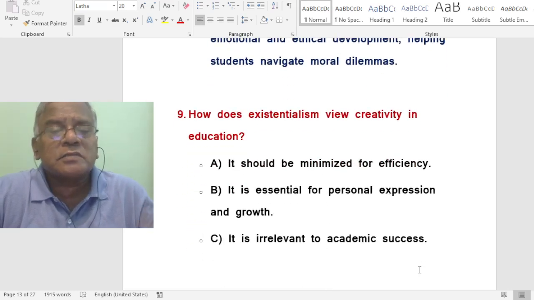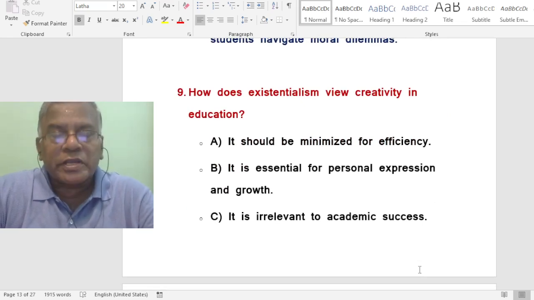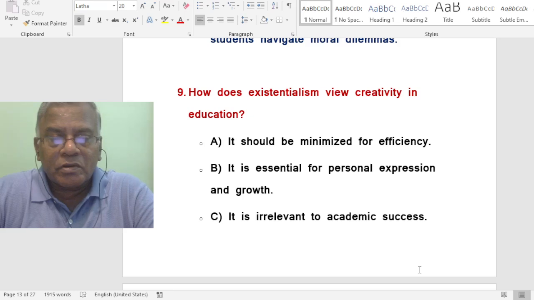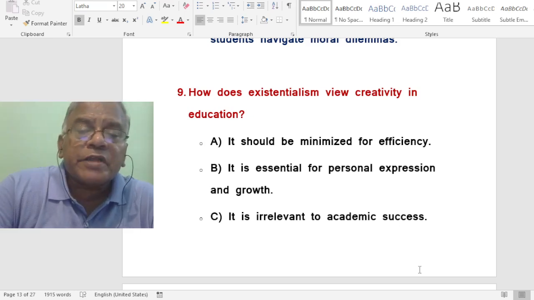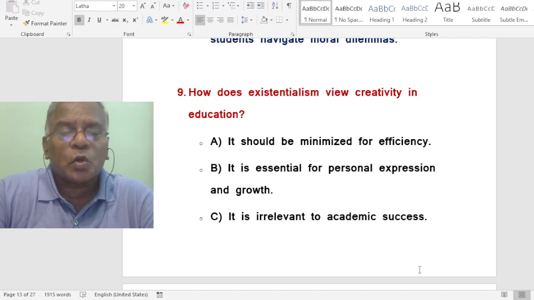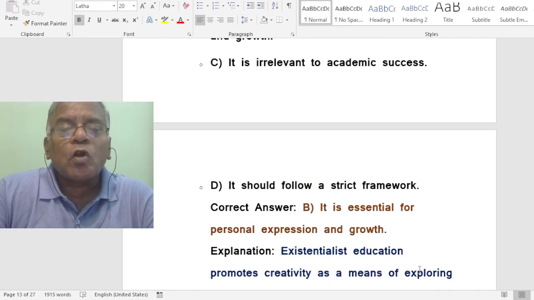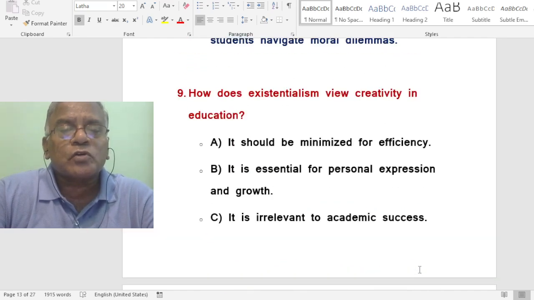How does existentialism view creativity in education? With regard to creativity, what is their view? It should be minimized for efficiency. It is essential for personal expression and growth. It is irrelevant to academic success. It should follow a strict framework. So what should be the correct answer?